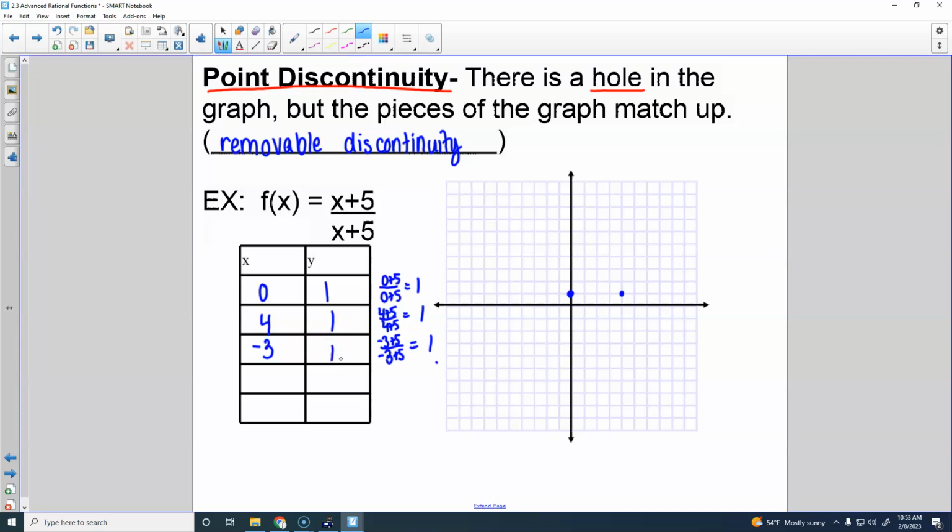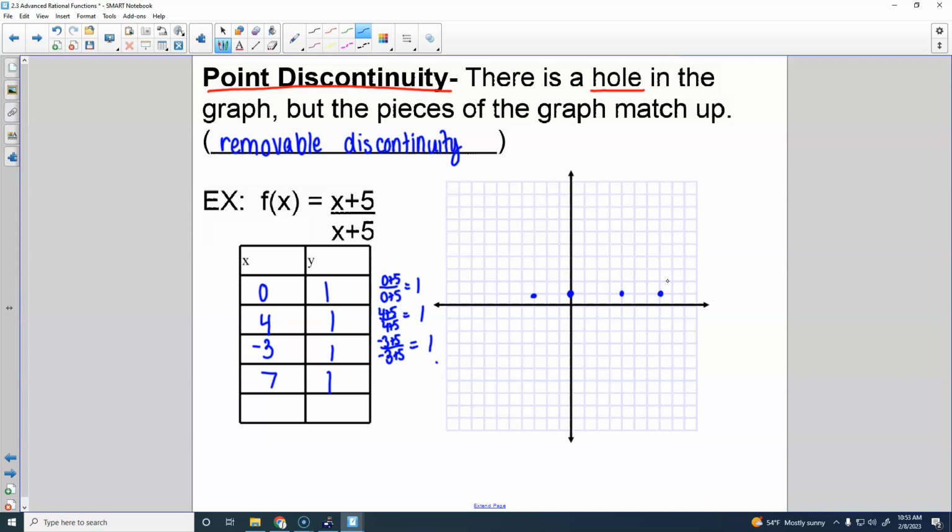Okay, so we can just plug in. What if I plug in 7? What am I going to get? 1. Right, so if I graph all these points, it is looking like this is just a horizontal line. Except there is one number I can plug in that's not going to give me 1.